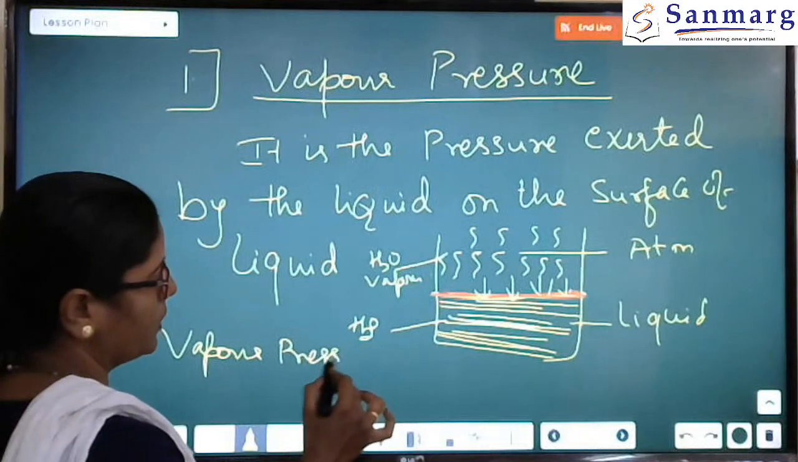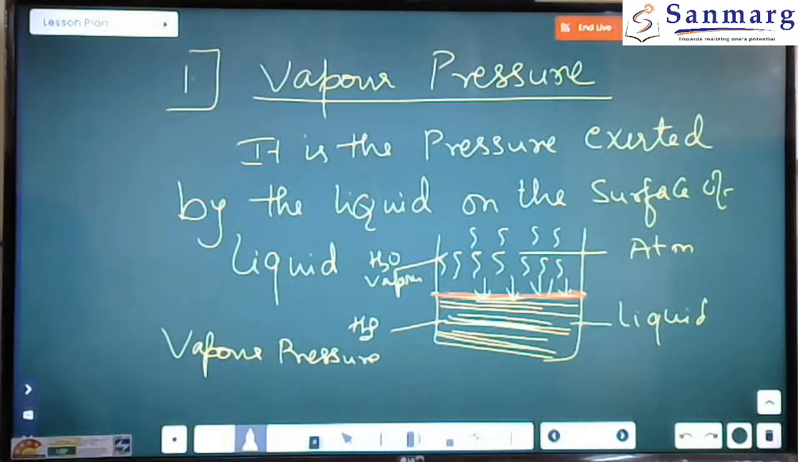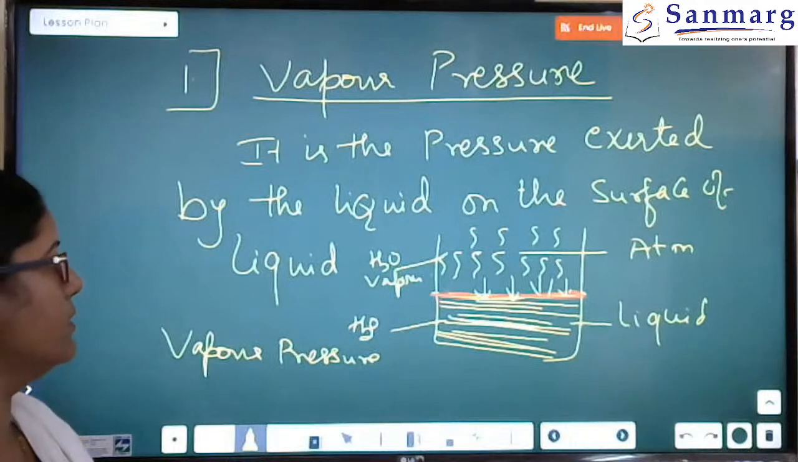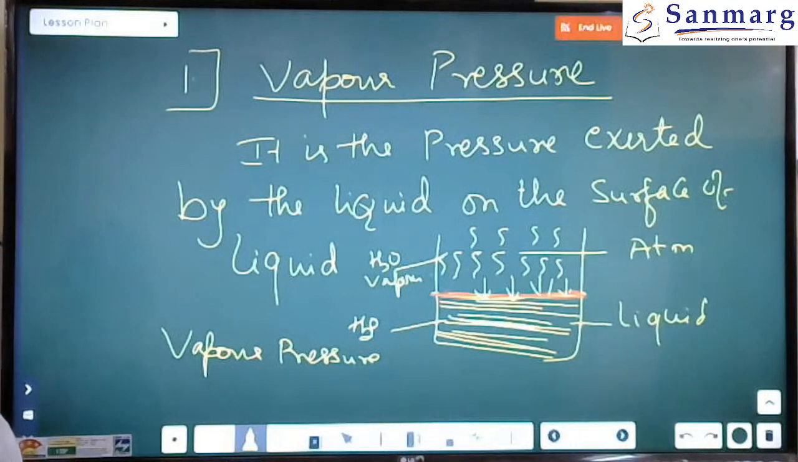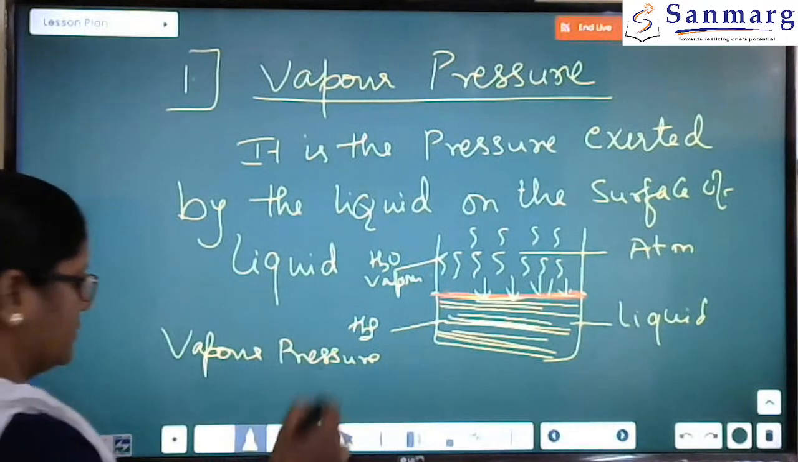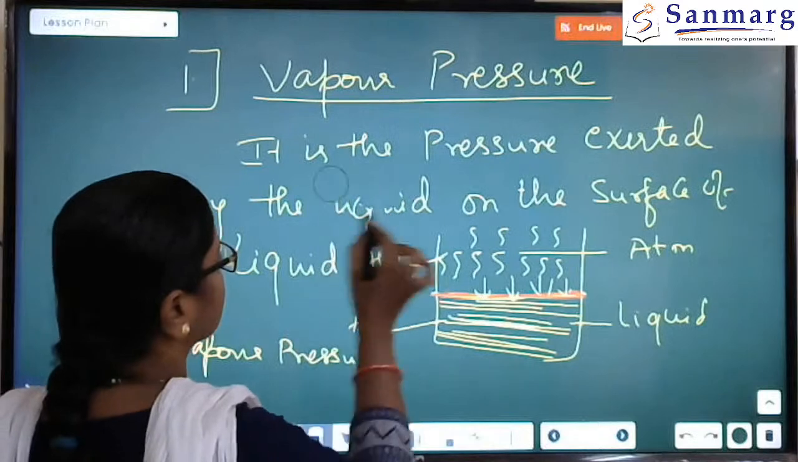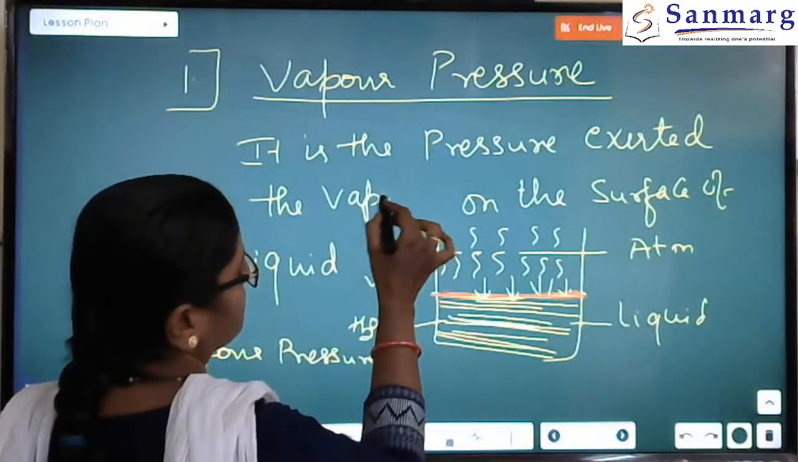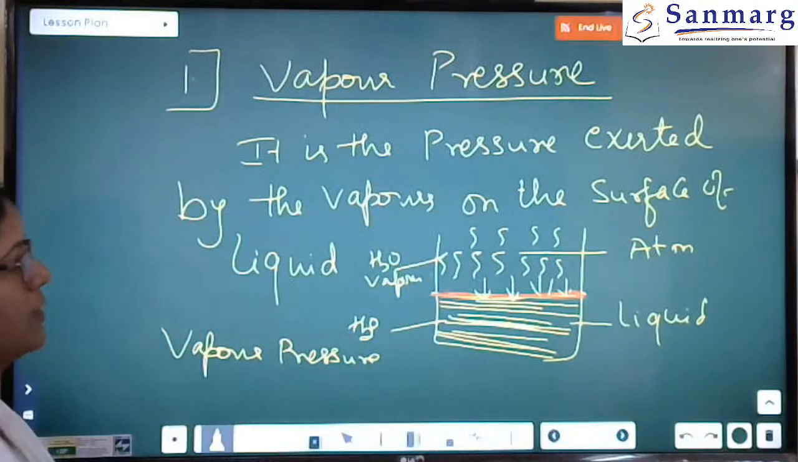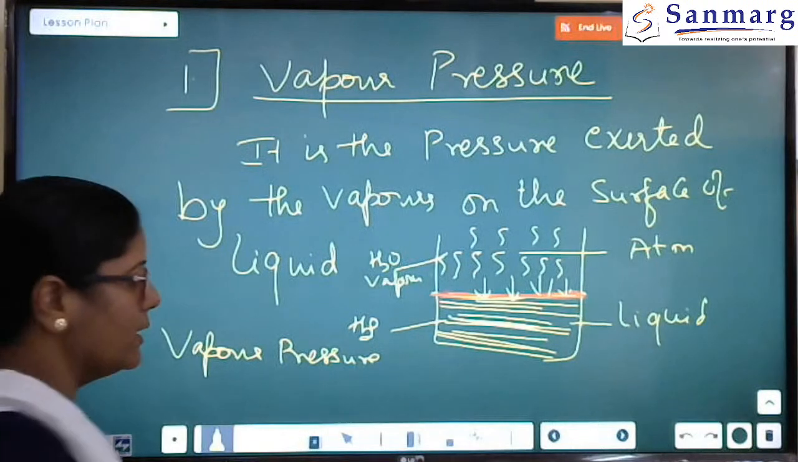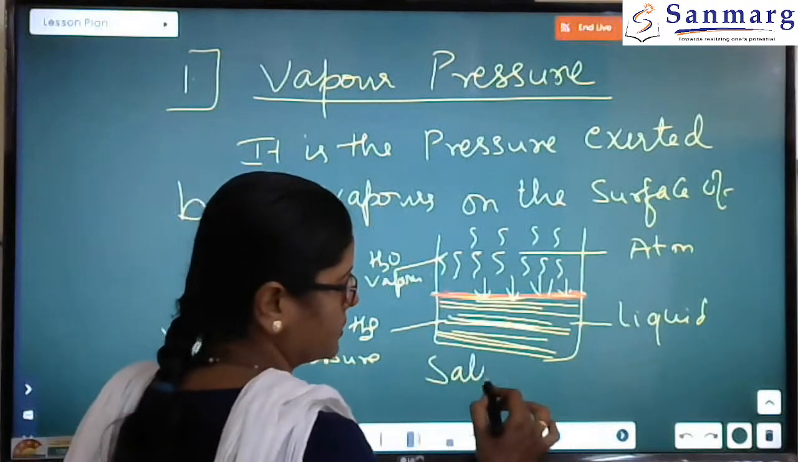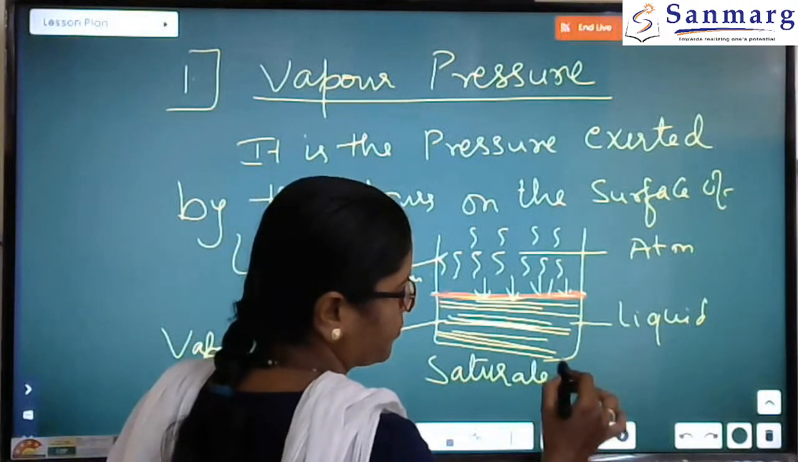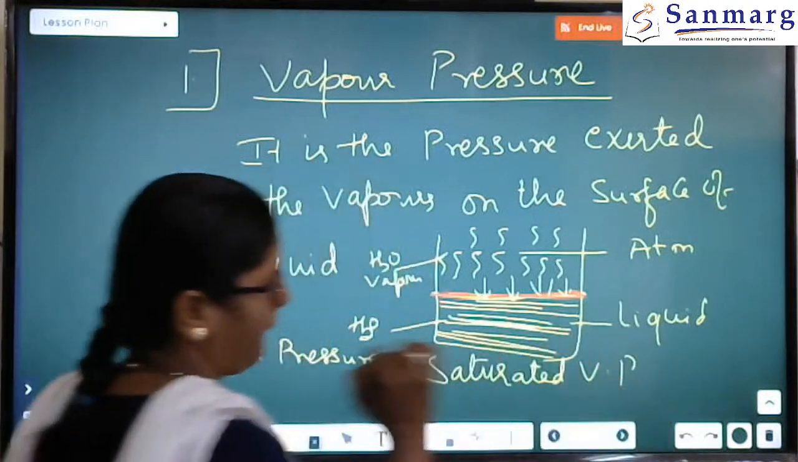So what is vapor pressure? The pressure exerted by the vapors on the surface of the liquid is called vapor pressure. It is also called saturated vapor pressure.